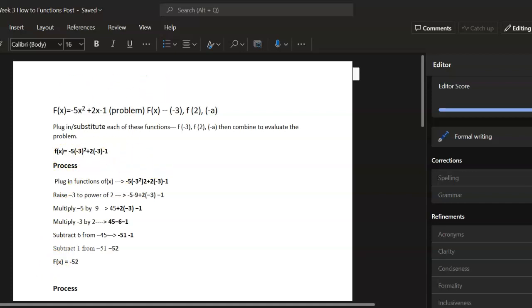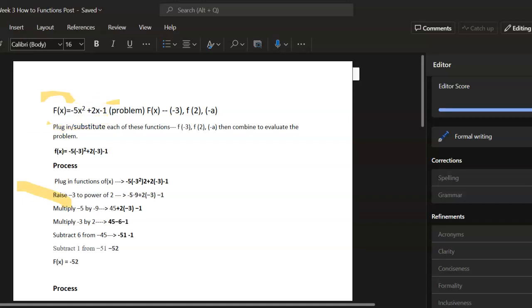So I'll start off with the first problem. f of x equals negative 5x squared plus 2x minus 1. So that's the problem we have in sum. We're going to use the values negative 3, 2, and negative 8. So we're going to start off with negative 3 right here.